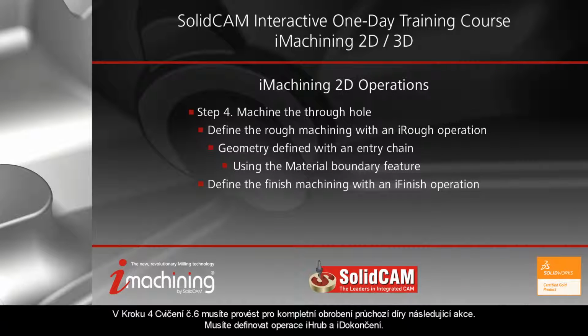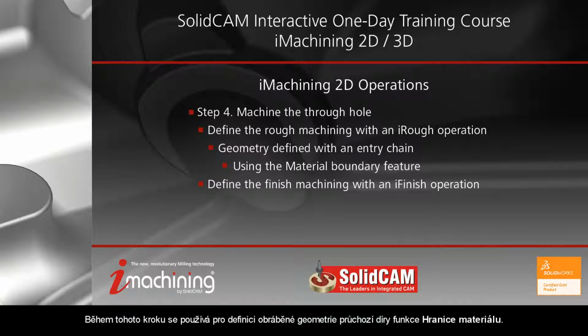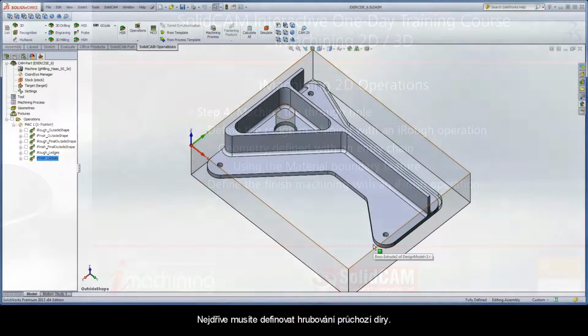In Step 4 of exercise number 6, the following actions have to be implemented to complete the machining of the through hole. An iRough and iFinish operation must be defined. During this step, the material boundary feature is used to define the machining geometry for the through hole. First, you have to define the rough machining of the through hole.